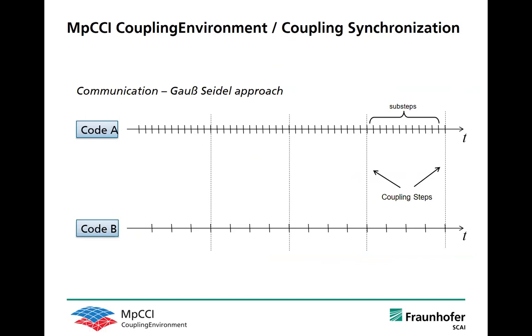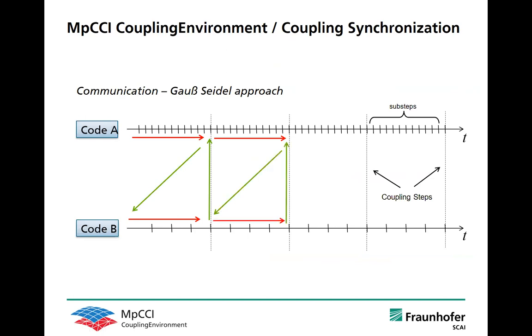So a typical one would be a Gauss-Seidel approach, where code A starts and does the first step. Then information is passed to code B, and code B does one step and passes information back to code A. Then again A runs, communication, B runs, communication back, and so on. That's the typical way if we have the basic way to do a communication.